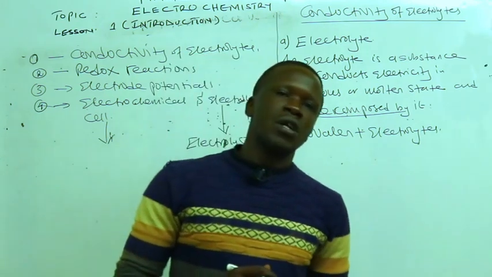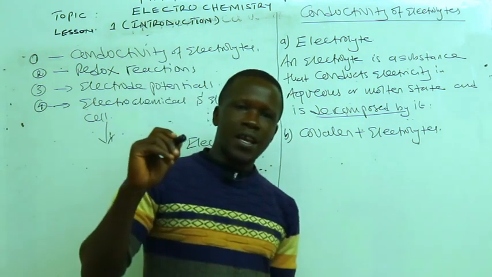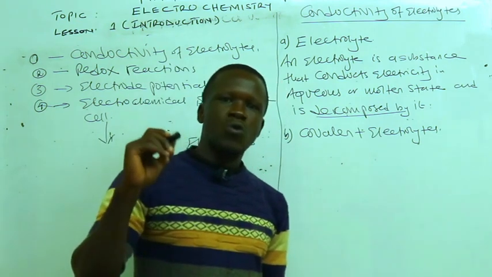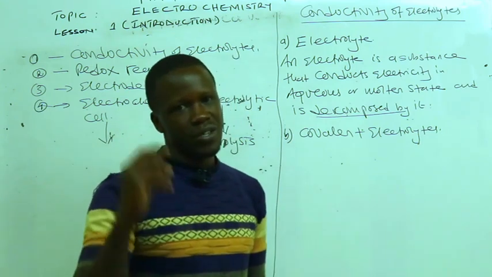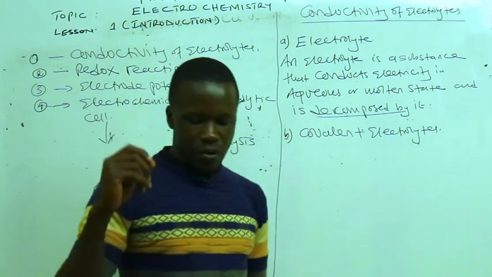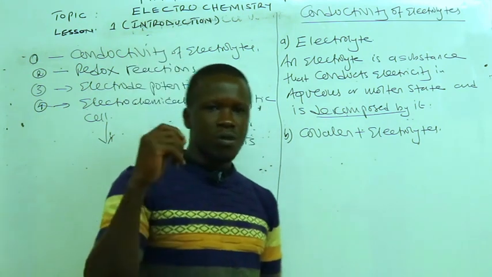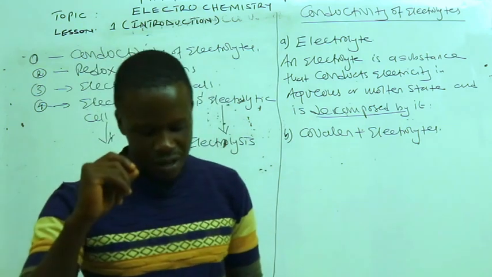And so, covalent electrolytes normally do not conduct electricity in pure form. But in aqueous state, they will conduct electricity. And when they conduct electricity, it is because they have undergone the process of ionization and dissociation.